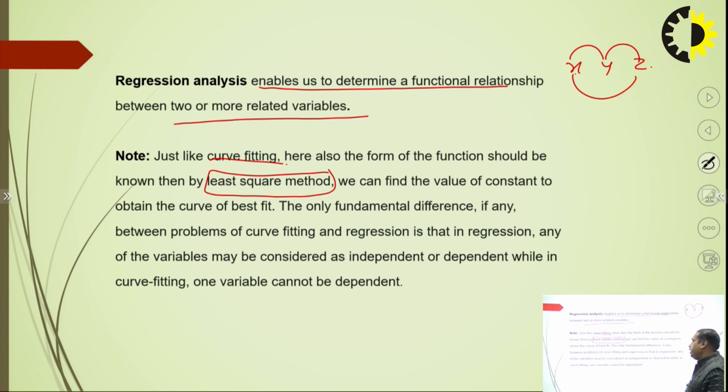The only fundamental difference, if any, between problems of curve fitting and regression is that in regression any of the variables may be considered as independent or dependent, while in curve fitting one variable cannot be dependent. That means curve fitting is a part of the category of regression, but not every regression problem is curve fitting.